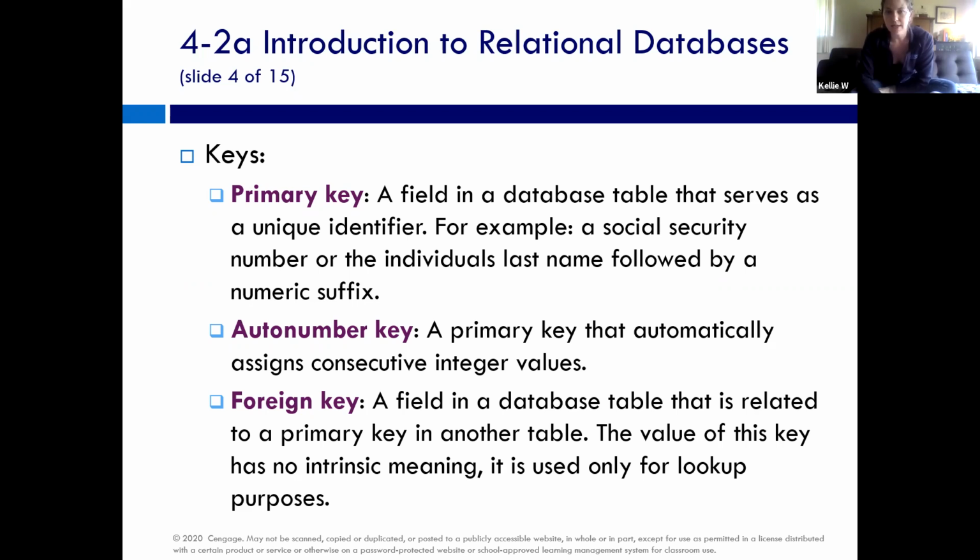An auto number key is a primary key that just automatically assigns integer values. So the first entry will be 1, the next will be 2, 3, and so on and so forth. And a foreign key is a field in a database table that is related to a primary key in another table. It doesn't have any intrinsic meaning, it's only used for lookup.